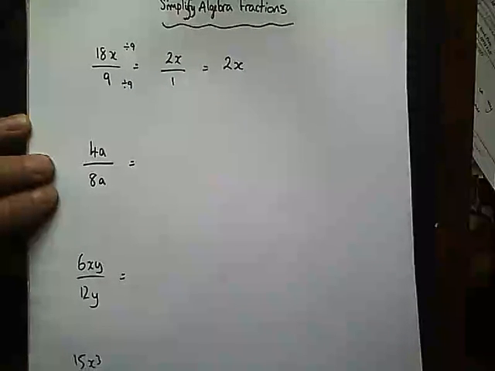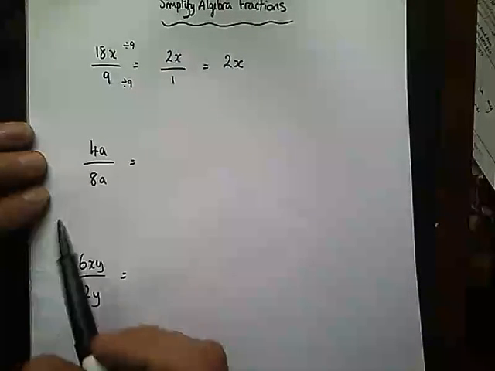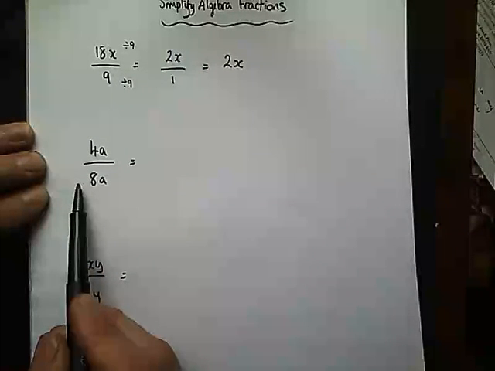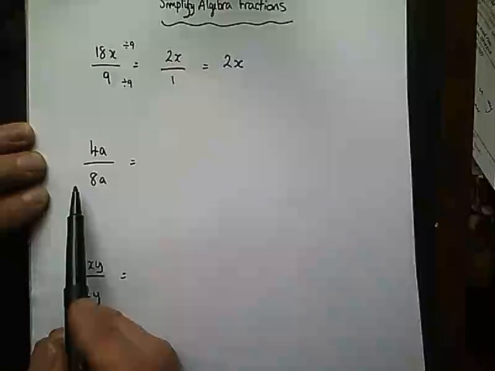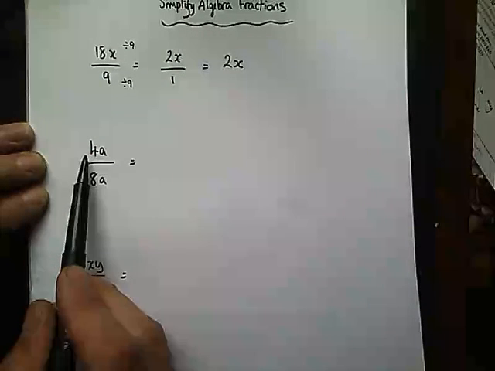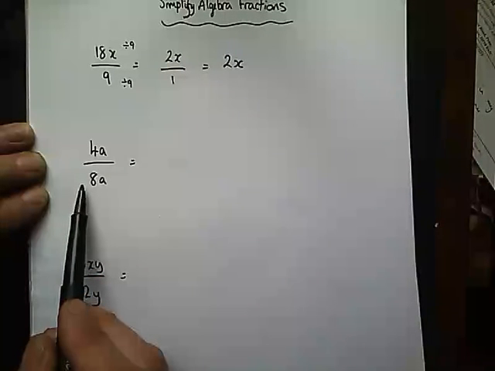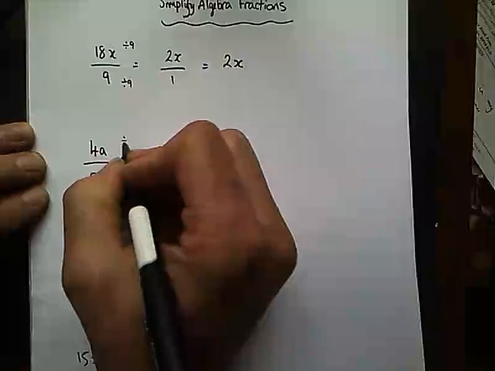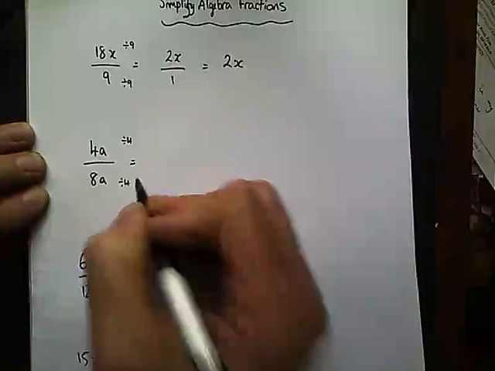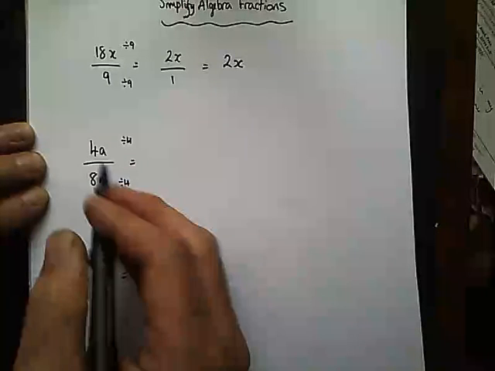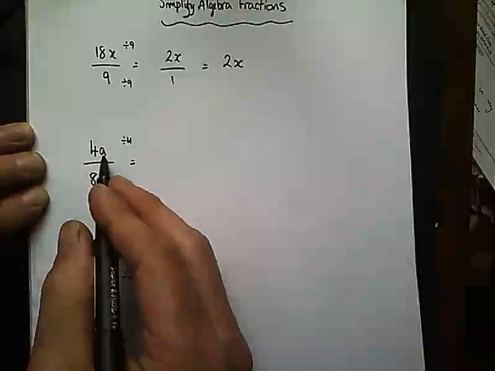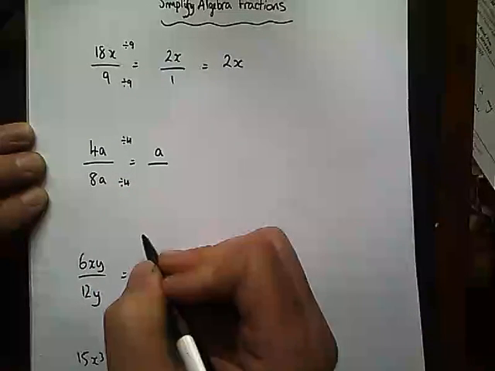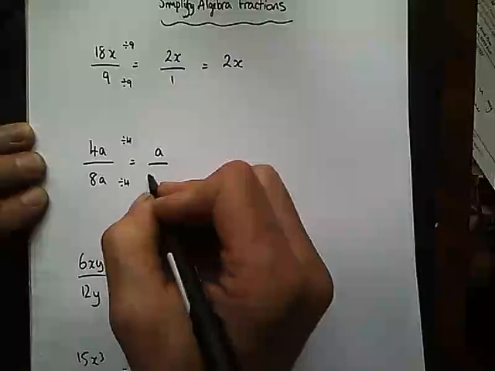Let's have a look at the second one. So I need to try and cancel out common factors, common terms that are on the top and the bottom by dividing by them. Let's look at the numbers first. 4 and 8 are both in the 4 times table. So why don't we divide both the numerator by 4 and the denominator by 4? 4 divided by 4 is just 1. So I've just got 1a left, but we don't write 1a, we just write a, because that is one of them. 8 divided by 4 is 2, and I've got an a.